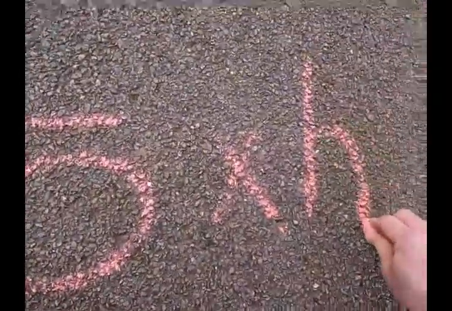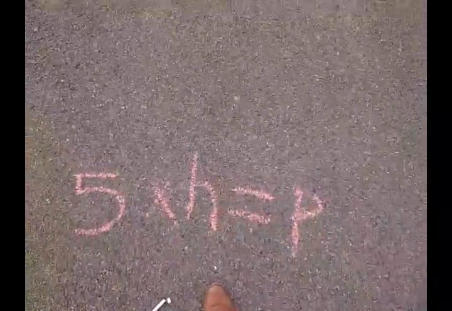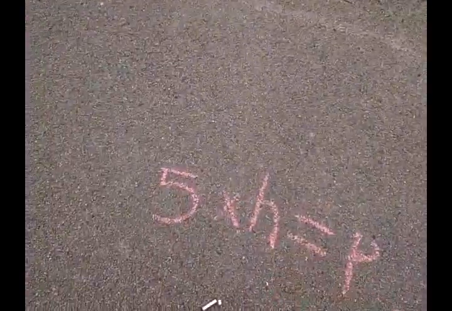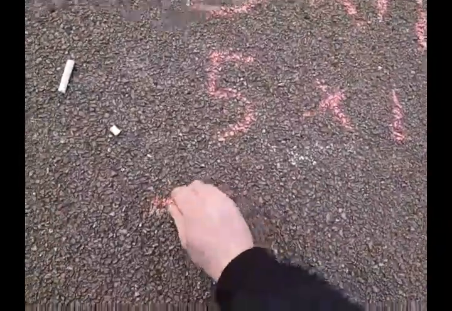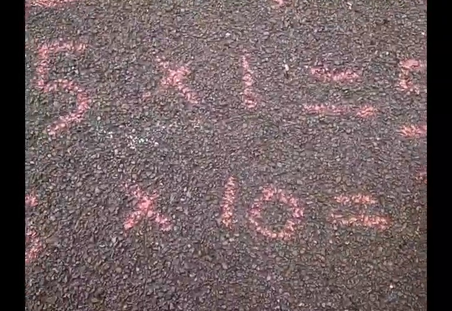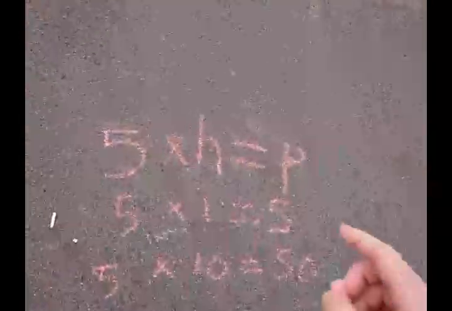So if I got paid £5 times the hours I work equals, I'm going to write P here, the amount of money I get. So the amount of money I get in a day is 5 times the amount of hours equals how much I get paid. So if I work 1 hour, it's going to be £5 times 1, which equals 5. If I worked 10 hours, it'd be 5 times 10 equals 50. Okay? So that's my formula.